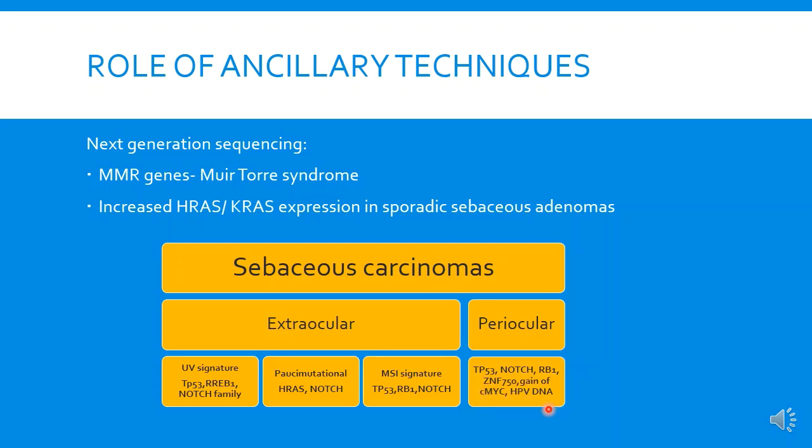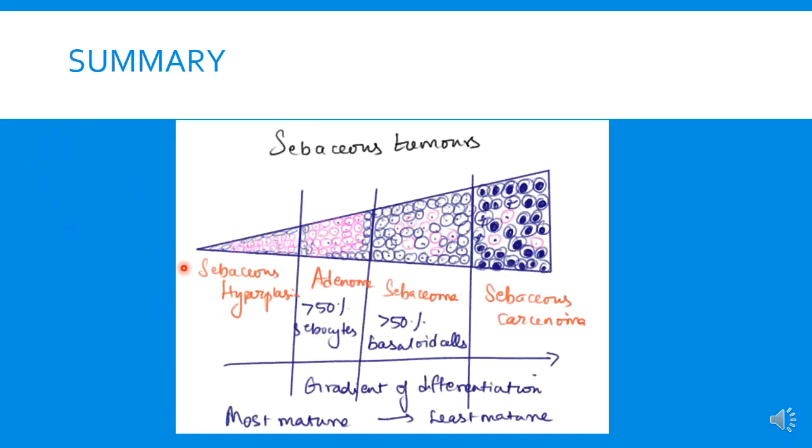So to summarize, sebaceous tumors, you have to remember the gradient of differentiation from sebaceous hyperplasia to sebaceous carcinoma. So, gradient of differentiation from sebaceous hyperplasia to carcinoma is most mature to least mature. In sebaceous hyperplasia, you have mostly sebocytes, and the basaloid undifferentiated cells are seen only in the periphery minimally. And in adenoma, the polarity is maintained. You have more than 50% sebocytes and undifferentiated basaloid cells in the periphery. And in sebaceoma, it is a blue tumor where you have more than 50% basaloid cells, and there is some loss of polarity because there is intermingling of sebaceous cells and basaloid cells. And in sebaceous carcinoma, you have markedly atypical large blue cells with focal sebaceous differentiation in between, with frequent mitotic figures here and there.